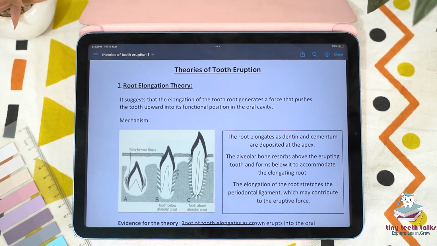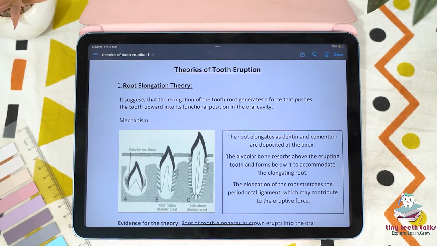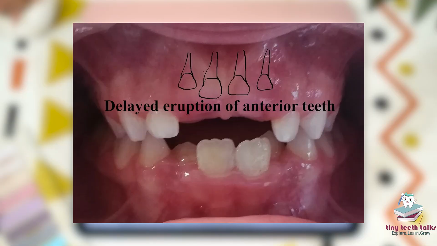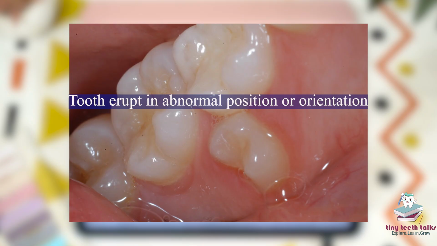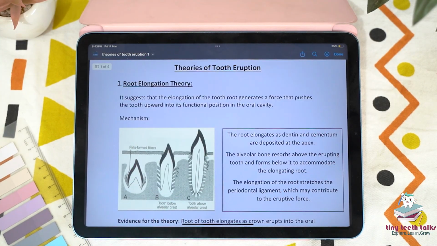Today we will discuss the theories of tooth eruption. These theories help in diagnosing and treating conditions like delayed eruption, impaction and ectopic eruption. In children, knowledge of eruption patterns and the underlying mechanisms helps guide early interventions for malocclusion and other developmental issues. So I will cover 13 theories in two parts. If I missed any theory, tell me in the comment section.